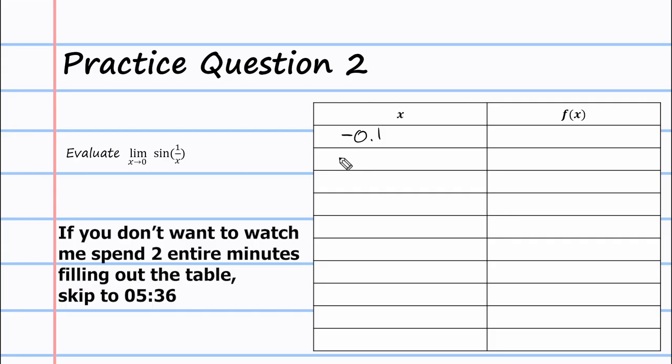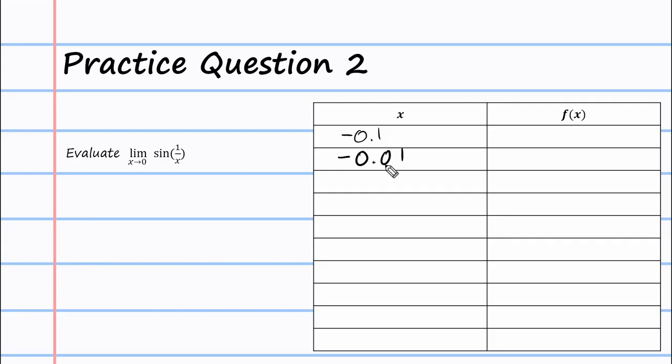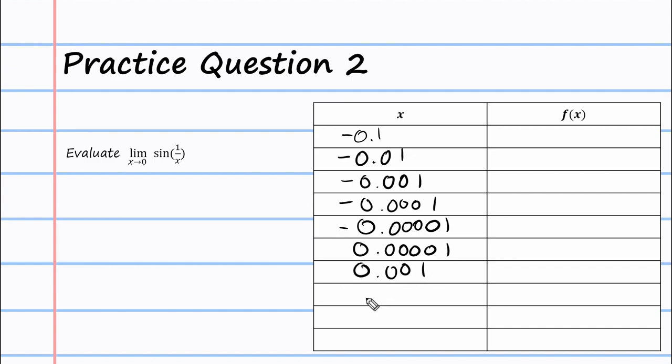Negative 0.1, negative 0.01, negative 0.001, negative 0.0001, and negative 0.00001. Then positive 0.00001, 0.0001, 0.001, 0.01, and then 0.1, okay?